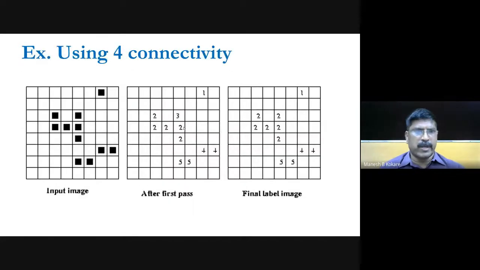Now look at this one. For example, this is a binary image. There is one pixel, another pixel, a third pixel, and so on. This is your input image, and after that, in the first pass, when you are scanning, this is the only pixel coming across here. So we'll label this one with 1. This pixel is not connected with any other, so we have assigned this as 1.